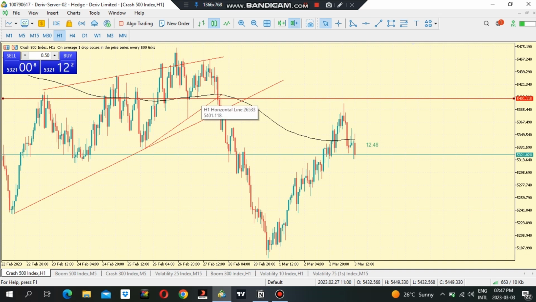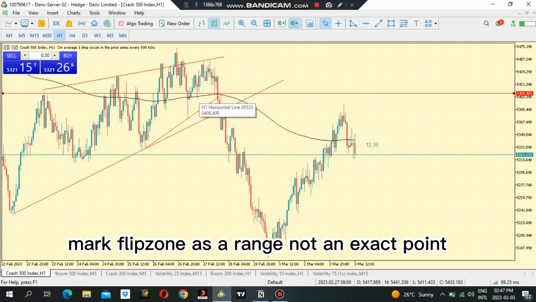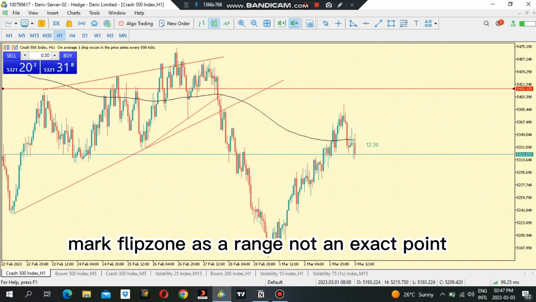So personally, I don't like using the horizontal line only. Why? Because as you can see right here, we've got quite a few flip zones, right? So we've got this flip zone over here, this one over here, another flip zone over there, and another one over there, right? All these are possible flip zones that we can enter using.